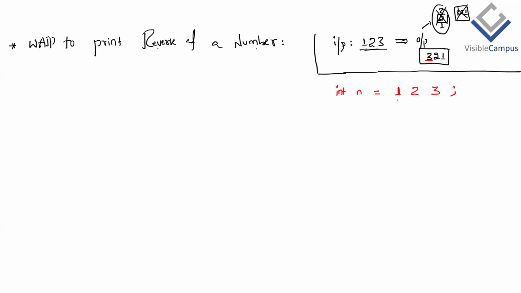I'm not asking for the entire answer. I'm asking how to get 3 from 123. Did we discuss types of divisions? For example, if we have 123 slash 10, what will this give as the result?